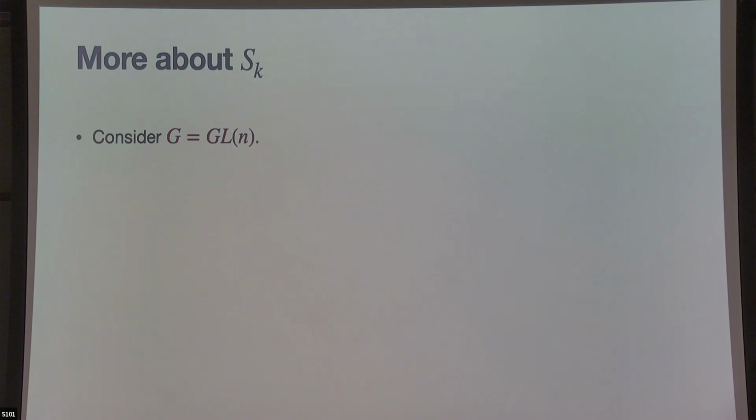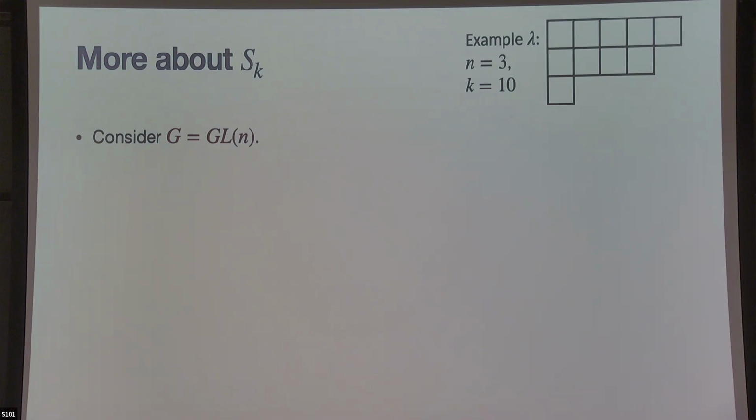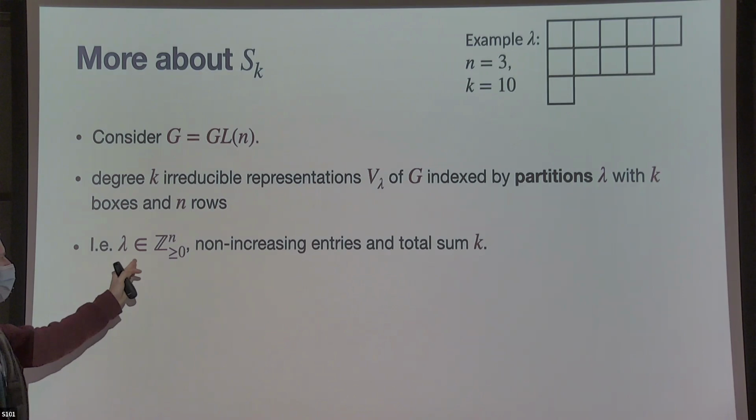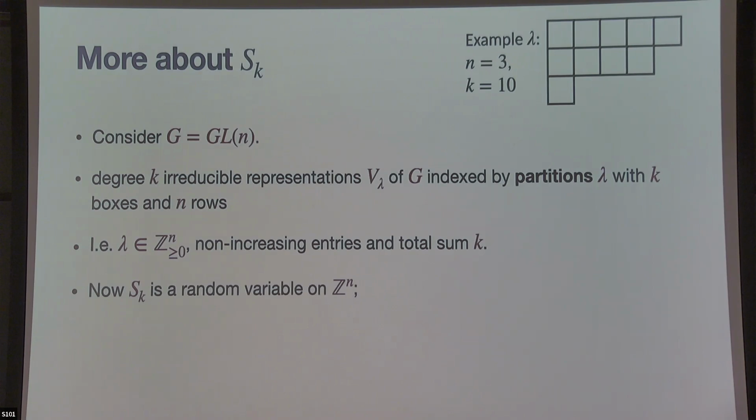Okay, so let's now talk about where S_K lives in general. I want to talk about the set indexing these irreducible representations. I won't prove this, but there's a way to index these representations by partitions with k boxes and n rows. All that means is that they're non-increasing integer vectors with total sum k. So now you can think of S_K as being a random variable on the integers, and it makes sense to ask where S_K over K converges.